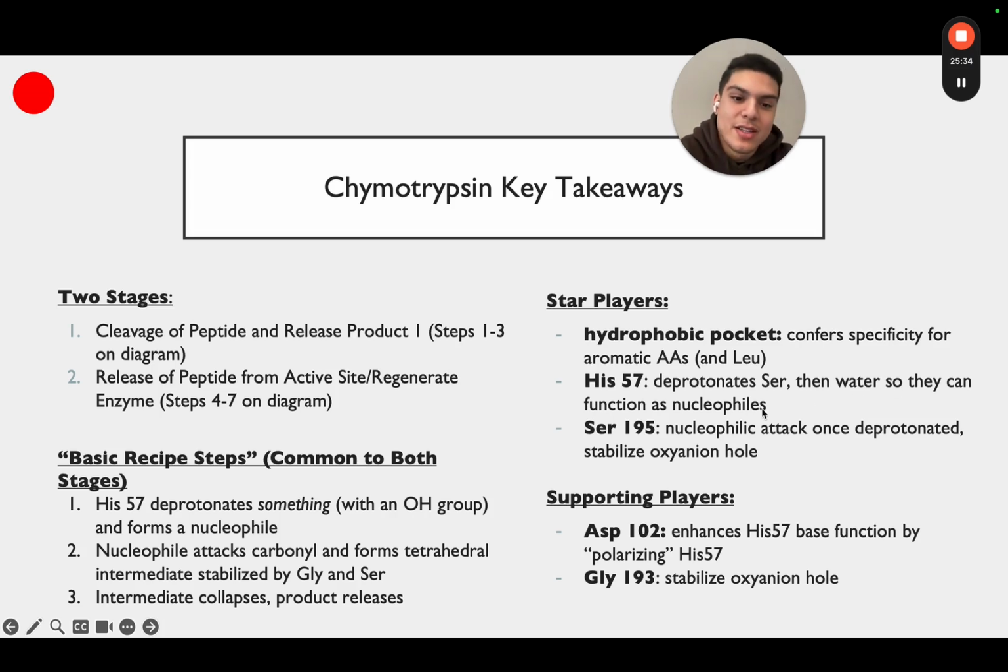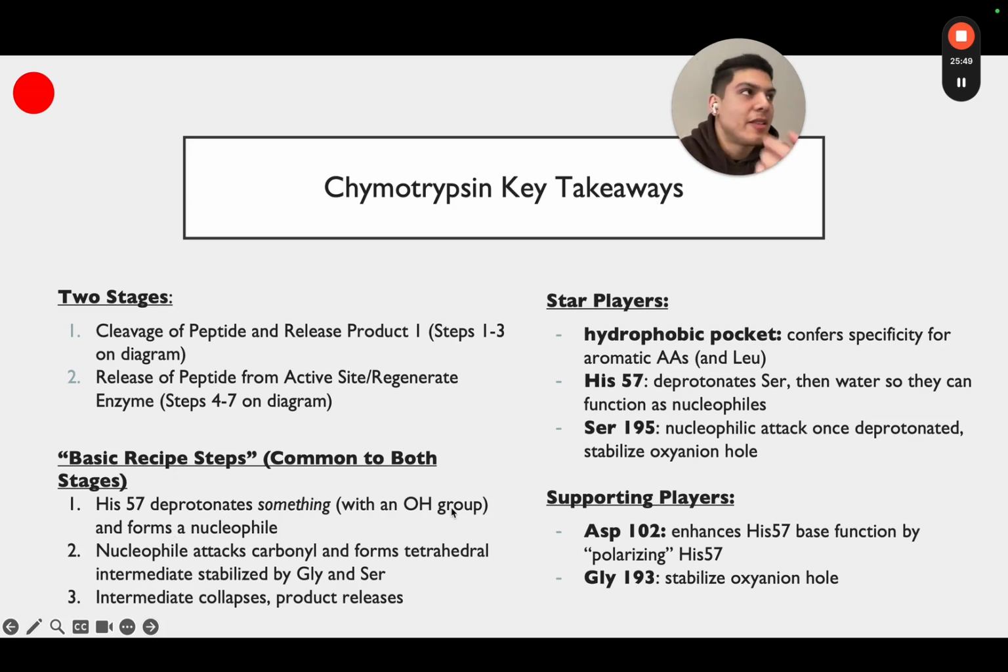and the water so that they can function as nucleophiles. And then we have the serine 185, allowing that nucleophilic attack of the polypeptide chain in the first stage right here. And then some basic recipe steps common to both stages. The histidine deprotonates something with an OH group and forms a nucleophile.